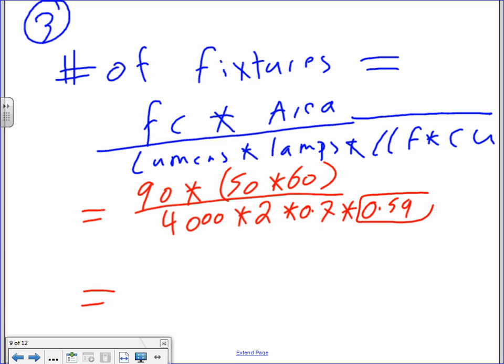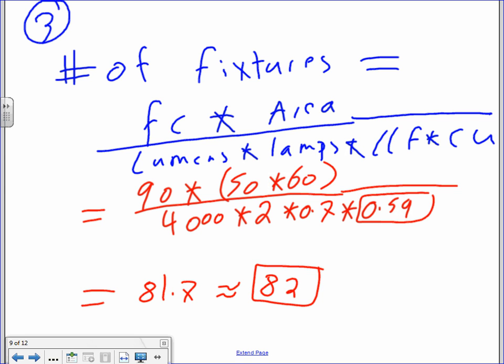Can you guys see how important that is? Because you plug it in right here. Can you see it with the coefficient of utilization? If you guys came up with this number, you'll end up with 81.7. Typically, you go to 82 fixtures. So how many fixtures do I need based on this design? 82 fixtures. A lot of fixtures in an area like this.